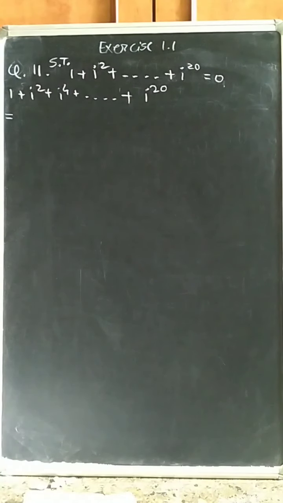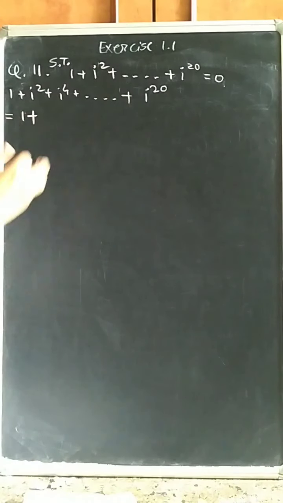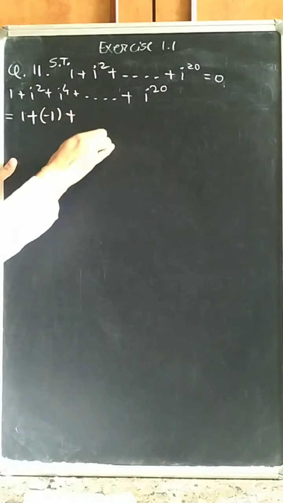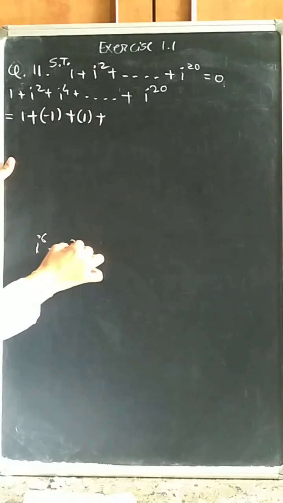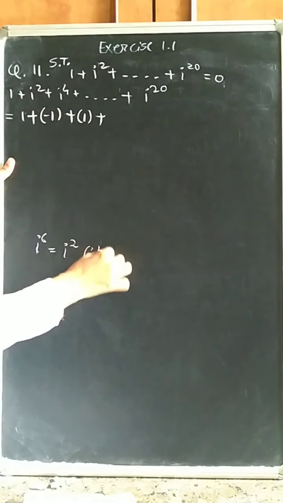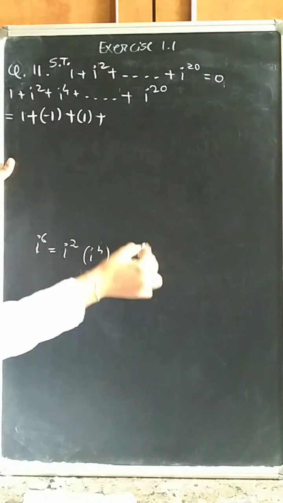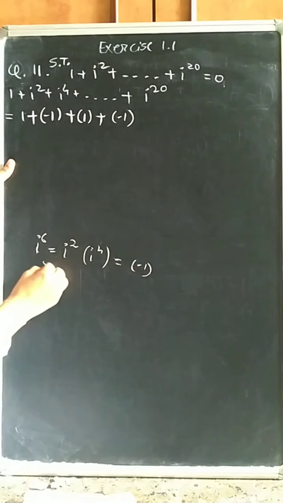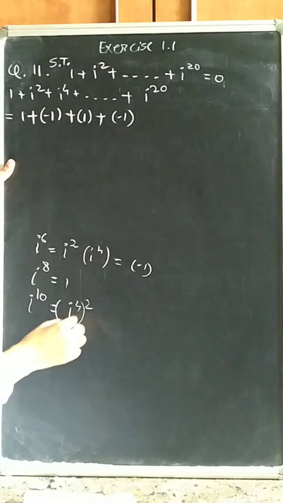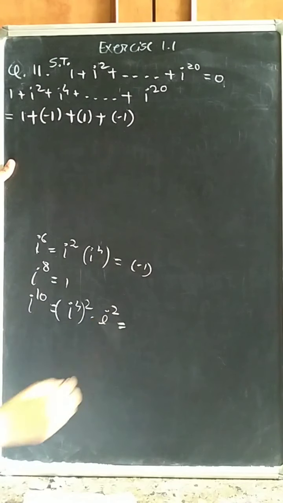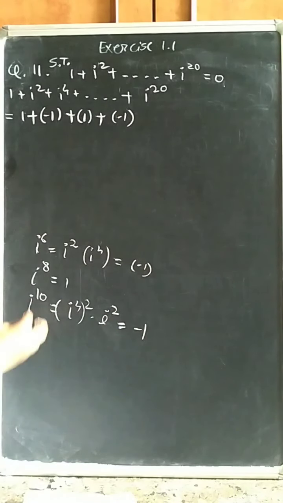Now we solve question number 11: show that 1 plus i square plus i raised to 4 plus i raised to 6, up till plus i raised to 20, is 0. 1 plus i square is minus 1, plus i raised to 4 is 1. i raised to 6 is i square, because it is i raised to 4 into i square, that is minus 1. And i raised to 8 is 1. i raised to 10 we can write as i raised to 4 square into i square, which is equal to minus 1.